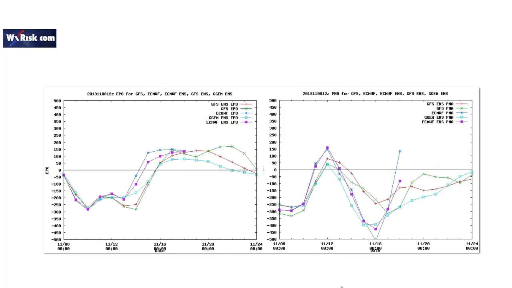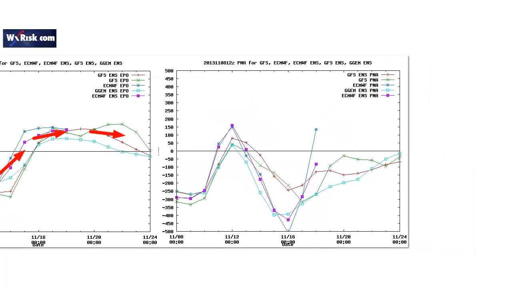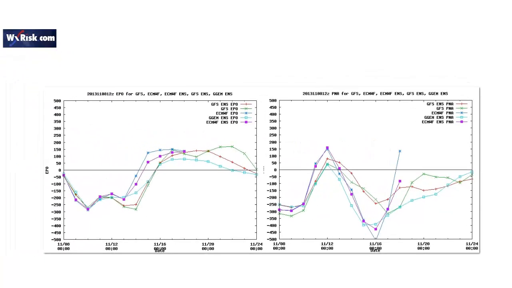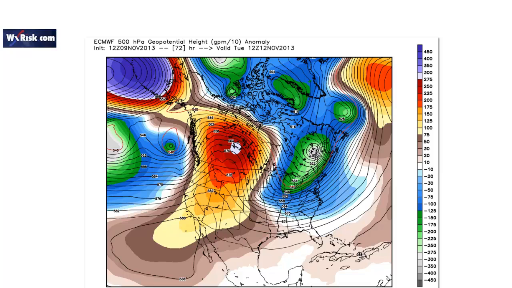Let me clear this out. And this here's the EPO, and the EPO is very negative, and then it goes neutral, then slightly positive here. And the PNA is playing a game up and down as the different waves move from the Pacific. First it's down, then it's neutral, then it's down, then it's neutral, as different energies come in from the Pacific Ocean. This here is our upper air map for Tuesday, November 12th.